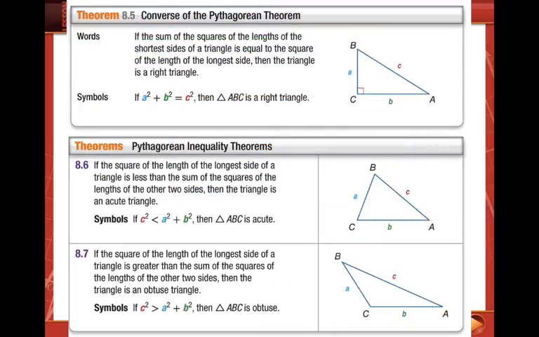So now let's look at some more theorems. The converse of the Pythagorean theorem basically just flips it around. Before we said if it's a right triangle, then a squared plus b squared equals c squared. Now we're saying a squared plus b squared equals c squared, so it's a right triangle. For the second and third theorems here, if c squared is less than a squared plus b squared, then it's acute. If c squared is greater than a squared plus b squared, then the triangle is obtuse.